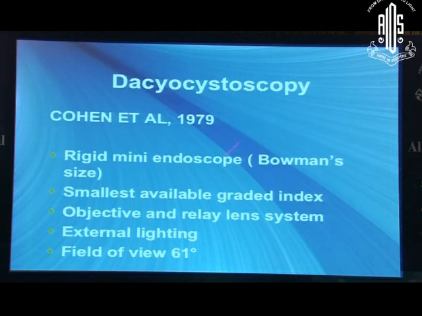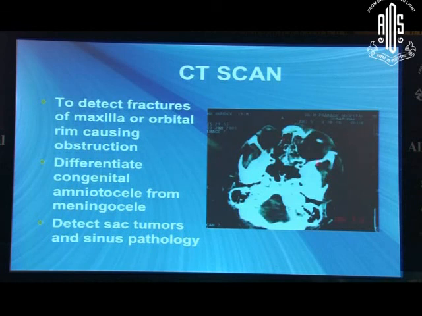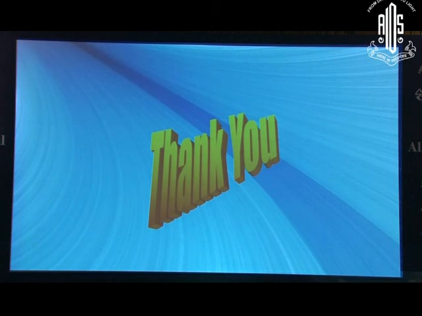You can actually visualize the sac area, or transcanalicular endoscopic evaluation is now commonly done. And a CT scan will give you information about the surrounding bony pathology which may be responsible for the obstruction.